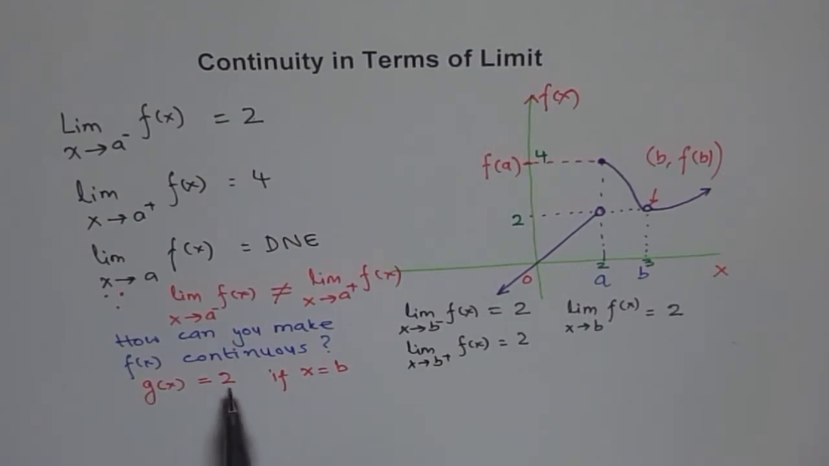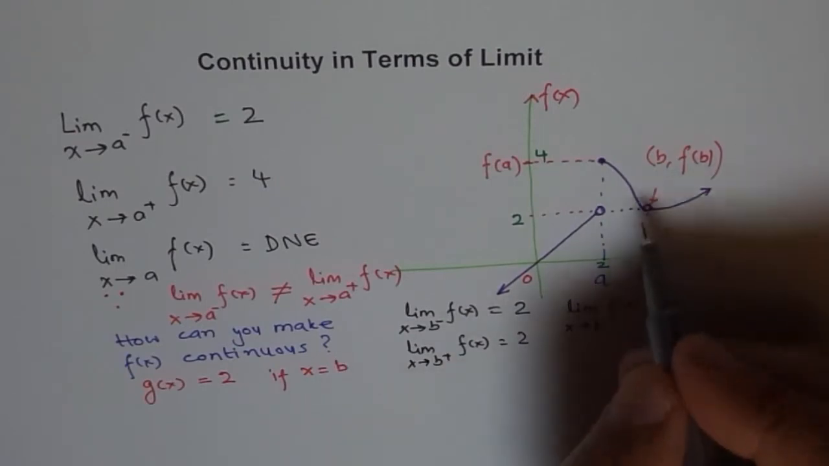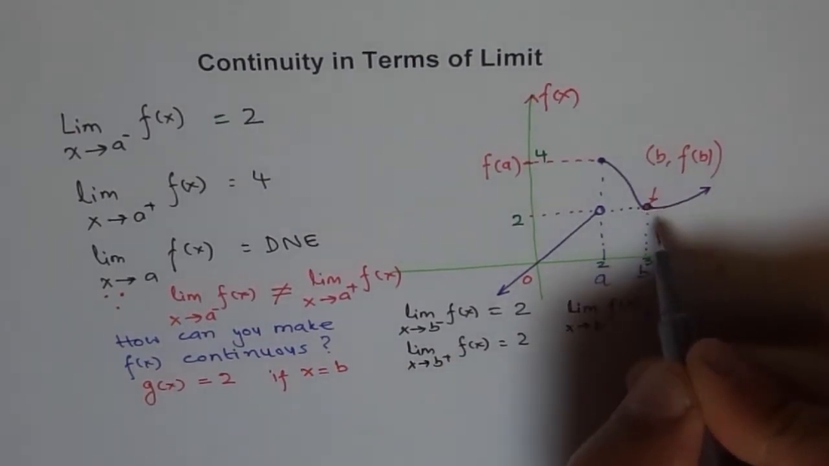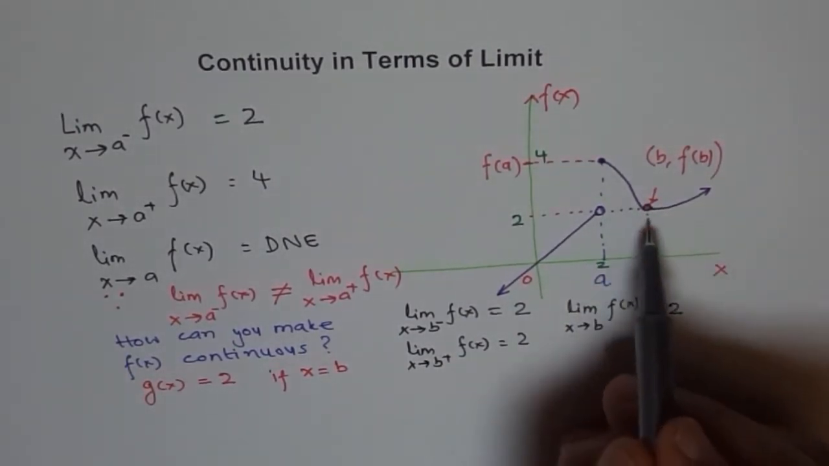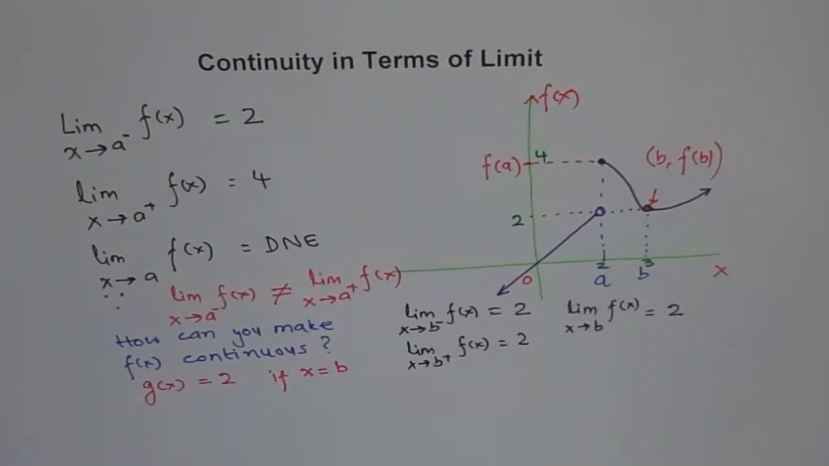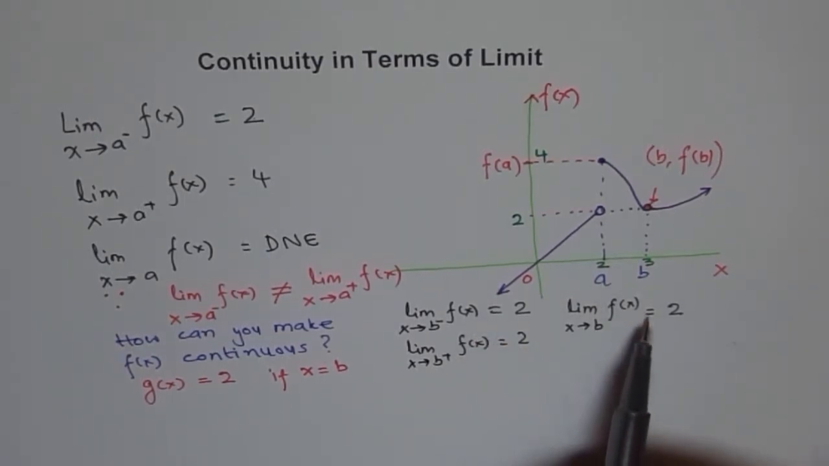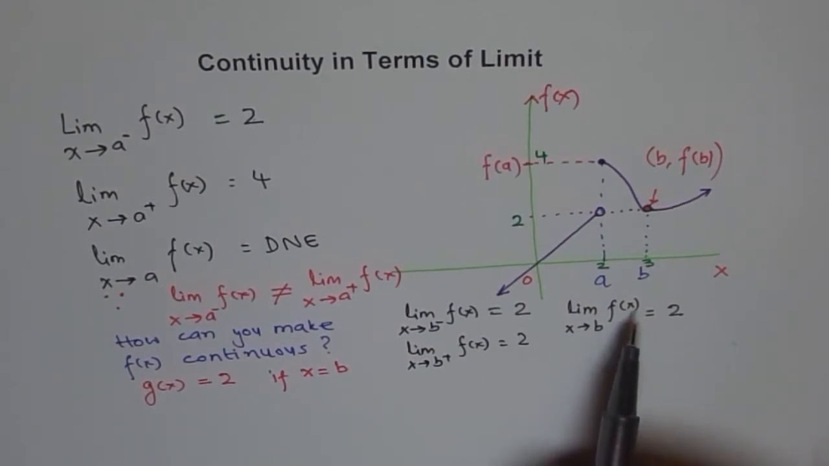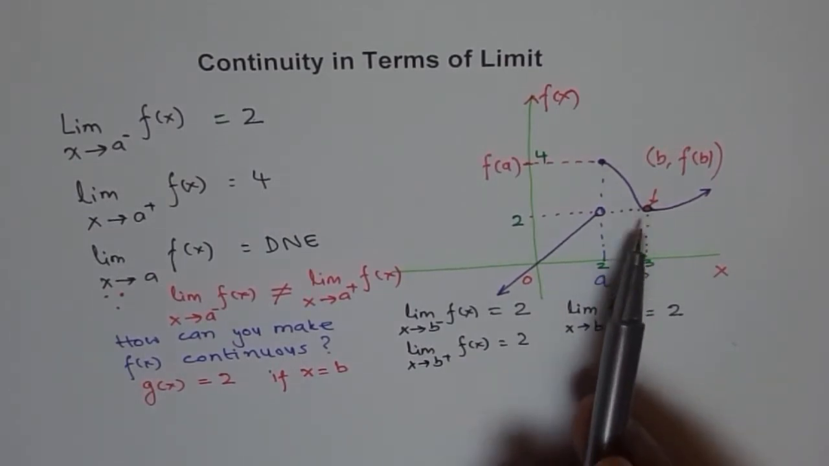So if I define g of x equal to 2, then we really fill this up. That g of x is filling the hole here. Do you see that hole filled up now? So now, if I fill this up, then it becomes continuous. Do you see that? The function becomes continuous if, first, the limit exists, and second, the function is defined at that value. Earlier it was not defined there either, right?